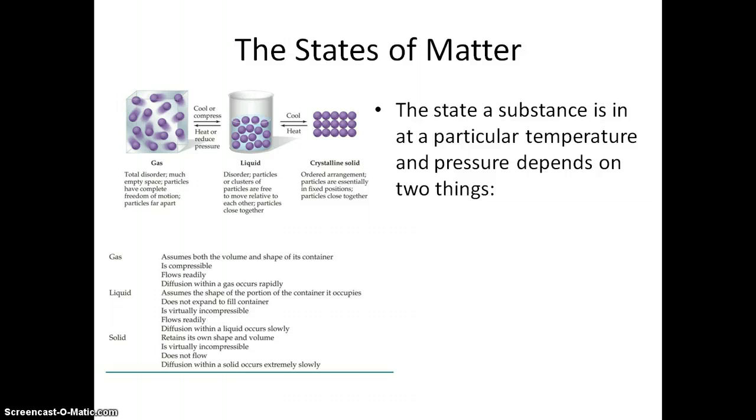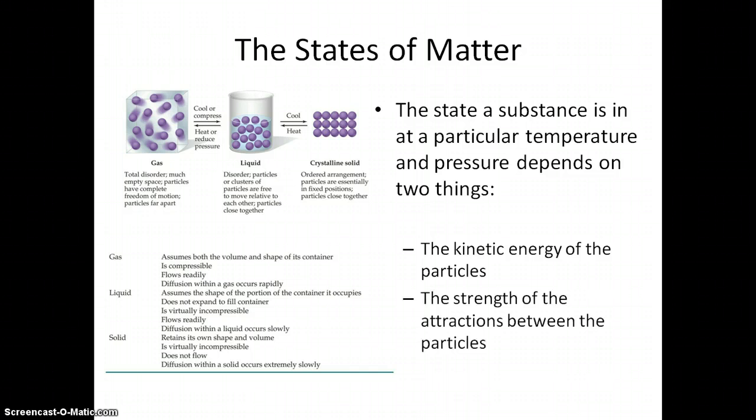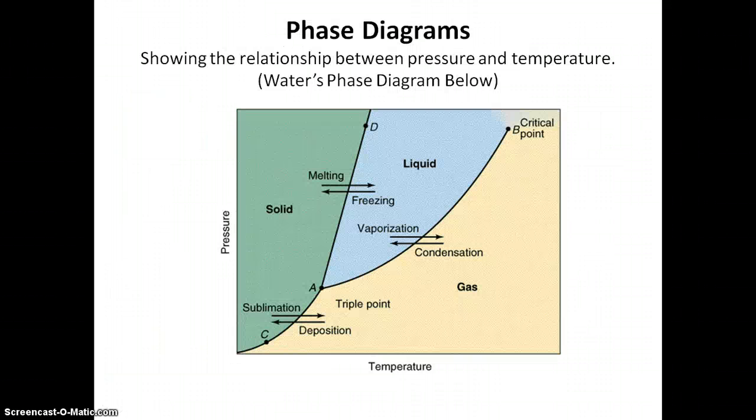So in terms of the states of matter, the state of a substance at a particular temperature and pressure depends on two things: the kinetic energy of the particles, how fast they're moving, and the strength of the attraction between the particles. We're going to refer to the strength of attraction as intermolecular forces as we move on. Again, I would pause this slide and read everything.